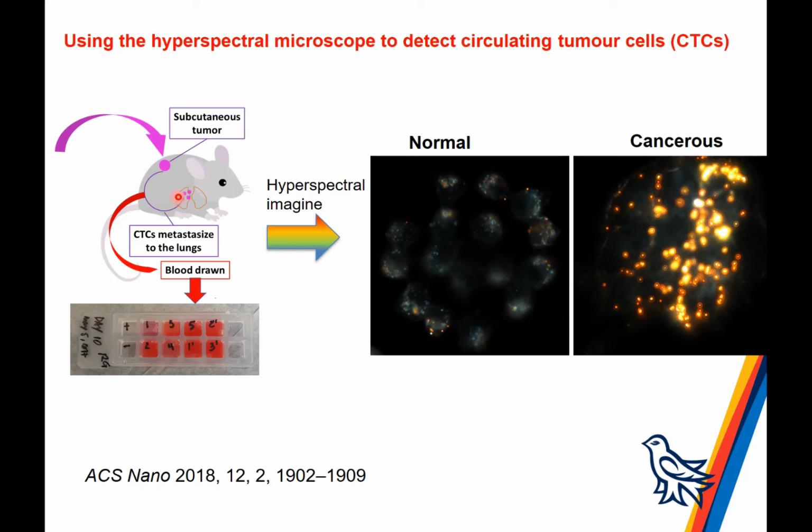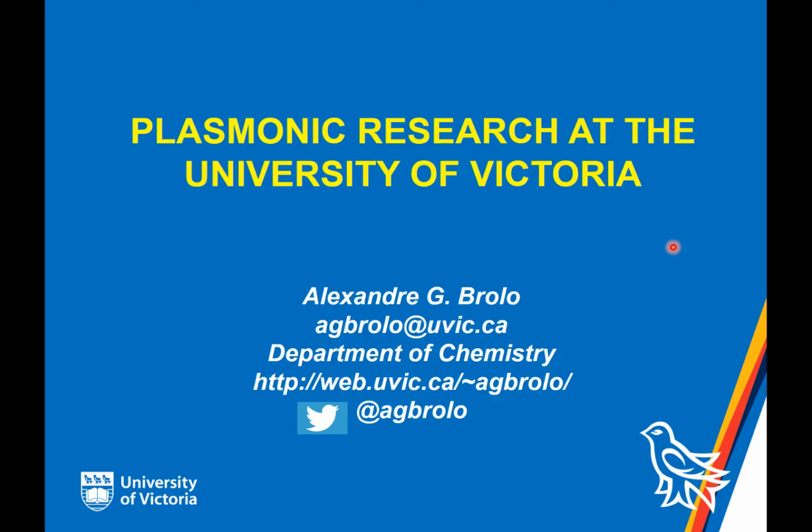So what we can do is that we can take samples of the blood of the mouse, and then we can mix these blood samples with the metallic nanoparticles that we fabricated, and then by looking at the hyperspectral microscope, we can see that when there are no cancer cells, we don't see too much of a contrast. But in the presence of the cancer cells, we see a very strong contrast because of the nanoparticles that are scattering a lot of the light here.